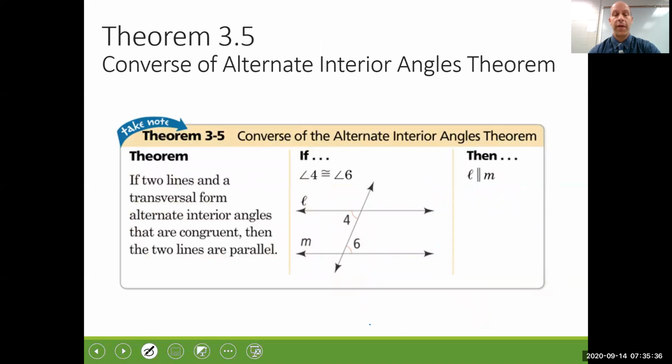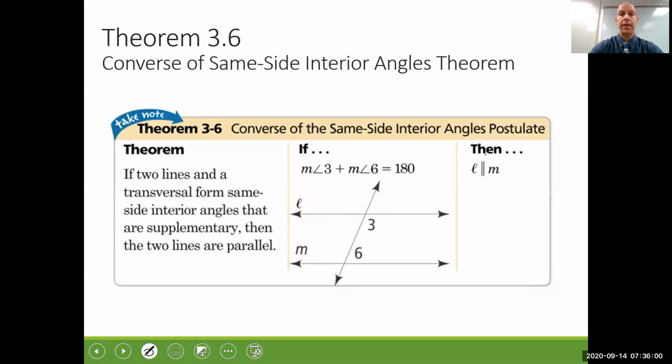Theorem 3.5. This is the converse of the alternate interior angles theorem. Again, we're switching the order from last section. Here it says if two lines and a transversal form alternate interior angles that are congruent, then the lines are parallel. So if angle 4 and angle 6 are congruent, then the lines are parallel.